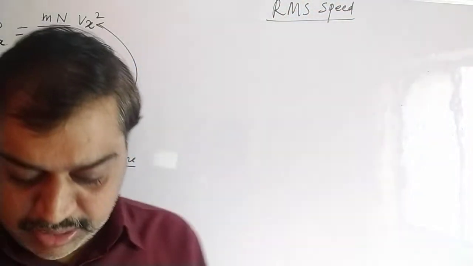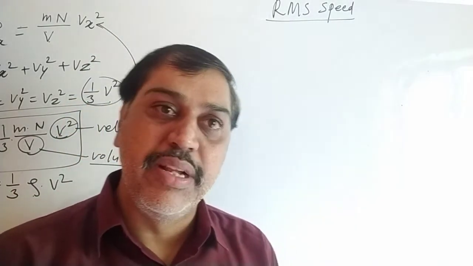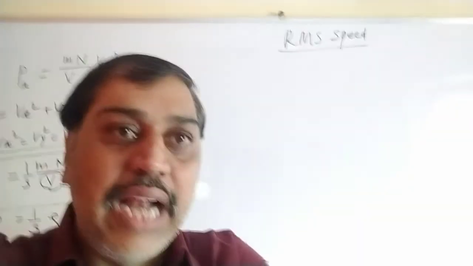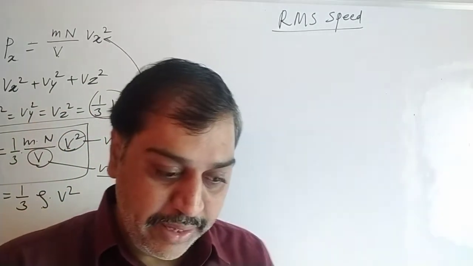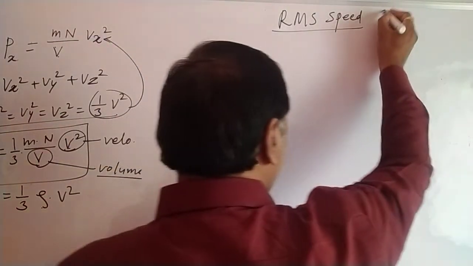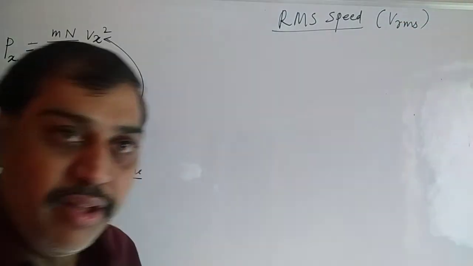Initially they will use the word velocity. Now, instead of velocity, they are just using the root mean square speed. Let's start with the RMS speed. Root mean square speed, that was represented by VRMS.